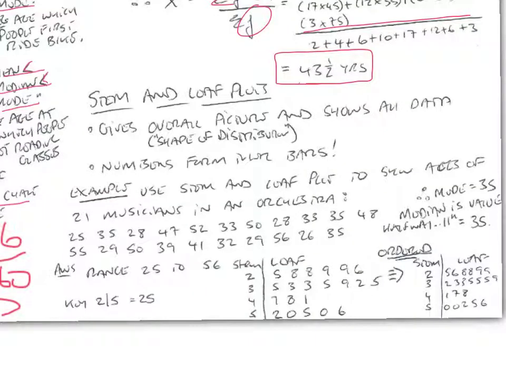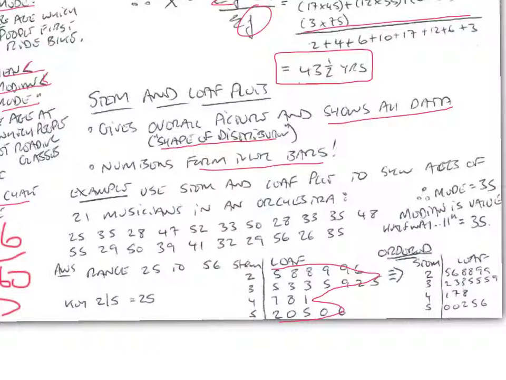And now let's look at stem and leaf plots. Stem and leaf plots give an overall picture or the shape of the distribution of all the data. They show all the data at the same time, and they also give the shape of the distribution. Because here, for example, is the shape of this distribution, and the numbers actually form the bars themselves. Okay. So here's an example.